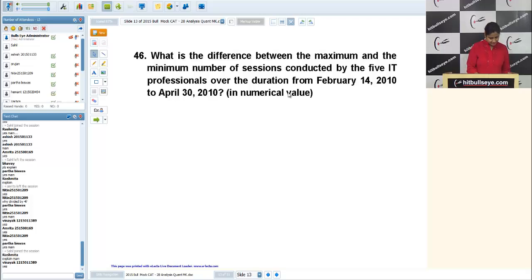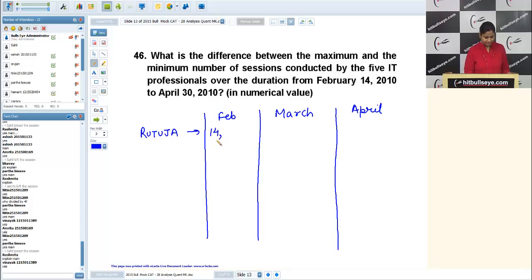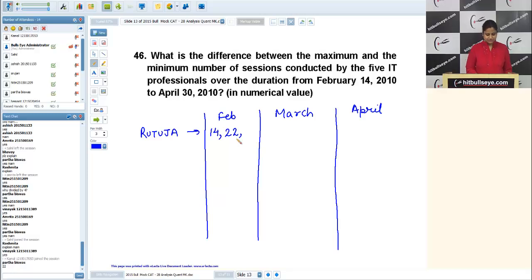Easier one I'm taking. Let it be Rutuja. If I take Rutuja, I'm writing days here. February, this is March, this is April. We can start from 14th of February. We can go to 30th April. So, the first session by Rutuja was on 14th Feb. Now, every 8th day, it means we are going to add 8 to this. So, what will be the next session? That will be 22nd. If you add 8 to this, you will get 30.